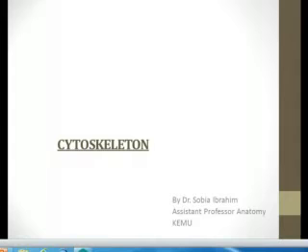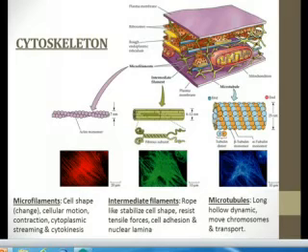The topic is cytoskeleton. What does the word cytoskeleton mean? It means the cyto is the word used for cell and skeleton is the framework of that cell. So it is the basic network of fibers deeper to the plasma membrane of the cell that maintains the shape of the cell and is responsible for the motility of the cells and is also responsible for the intracytoplasmic movement of the organelles and the vesicles.